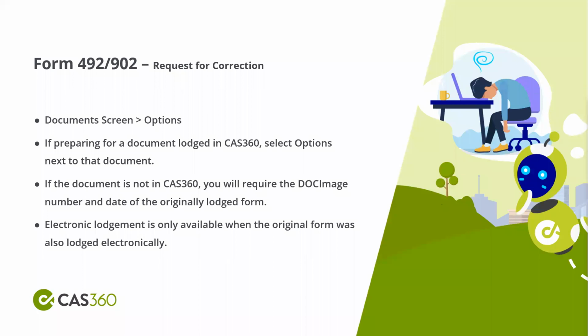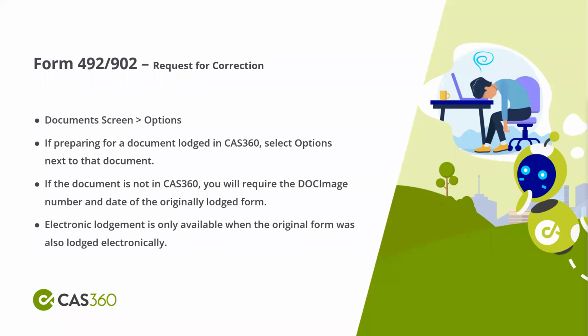So if you're looking to prepare a Form 492, what you would require is the doc image number and the date of the originally lodged form. If you have those details, you can generate a Form 492 with those details in CAS 360. However, if a form has been lodged in CAS 360, we can simply choose to select and lodge a Form 492.